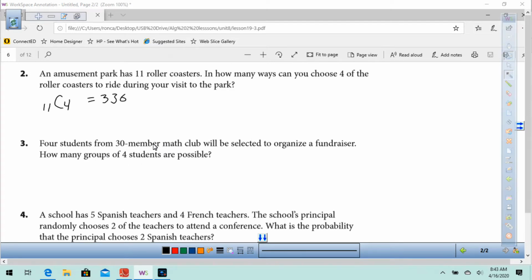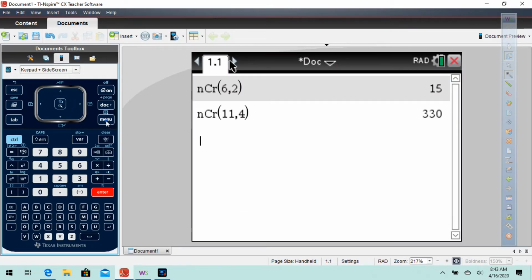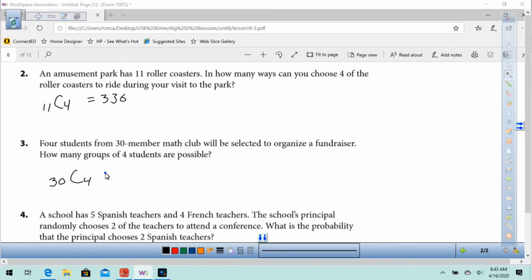Number 3, 4 students from a 30-member math club will be selected to organize a fundraiser. How many groups of 4 students are possible? Well, 30 choose 4. Menu, 5, 3, 30, 4. That's 27,405.